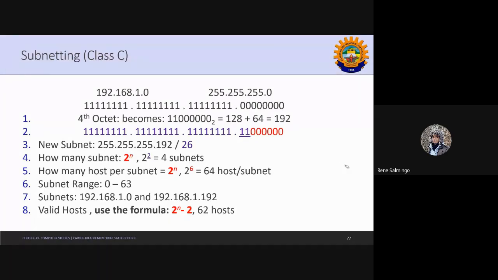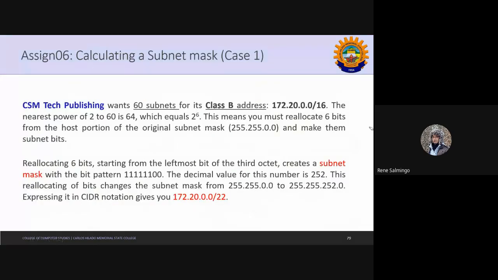Okay, so this is the procedure that you will have. For the subnet mask, you will have this example. One assignment that I have for you is this one. So class B. For class B, you have a different subnet mask, so that would be different also. And this one is class C.